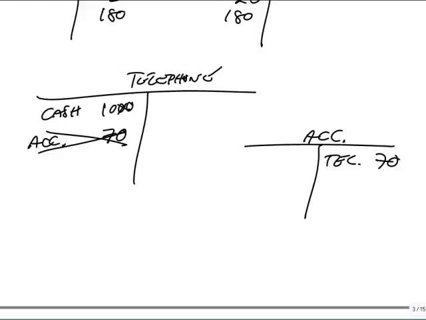And in fact, look at your trial balance. The trial balance, accruals is there at 70. There's the 70 owing. That entry had been made with not debited telephone.